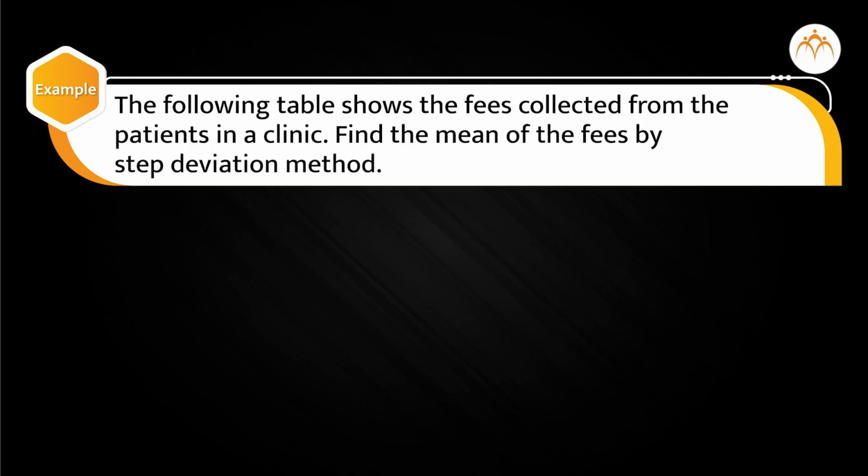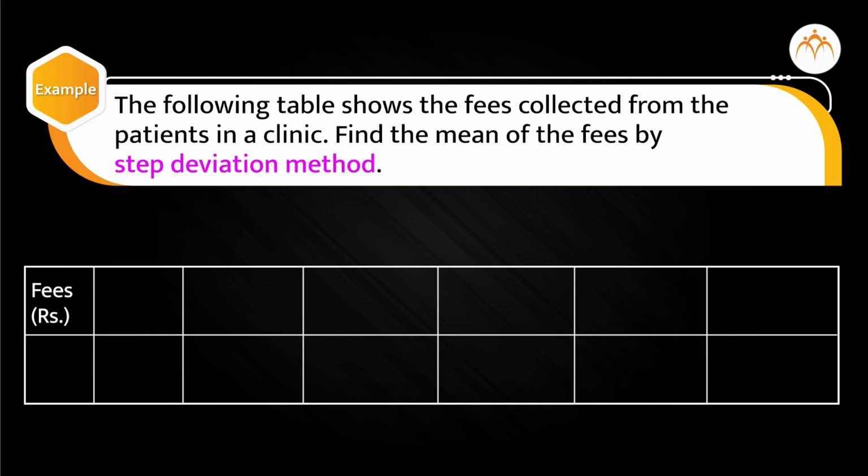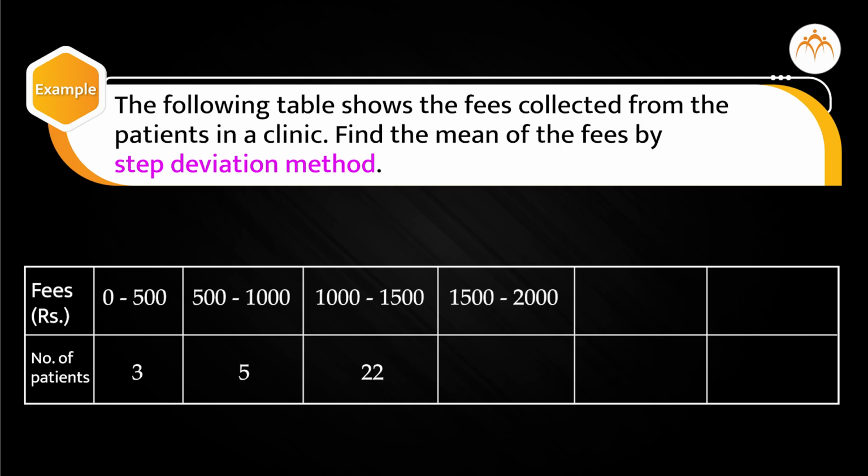Solved example. The following table shows the fees collected from the patients in a clinic. Find the mean of the fees by step deviation method. The data is as given below. Fees in rupees and number of patients. 0 to 500 rupees, 3 patients. 500 to 1000 rupees, 5 patients. 1000 to 1500 rupees, 22 patients. 1500 to 2000 rupees, 15 patients. 2000 to 2500 rupees, 2 patients. 2500 to 3000 rupees, 3 patients.